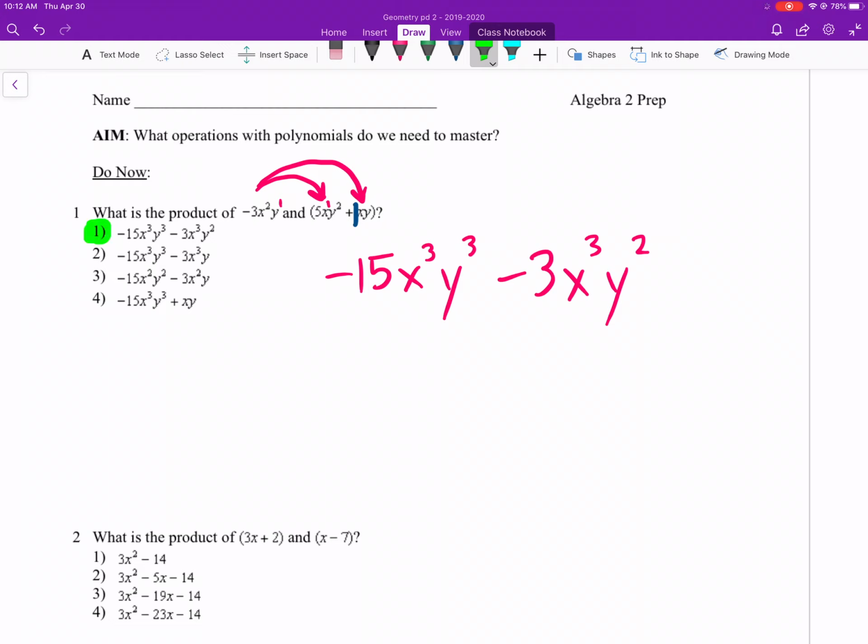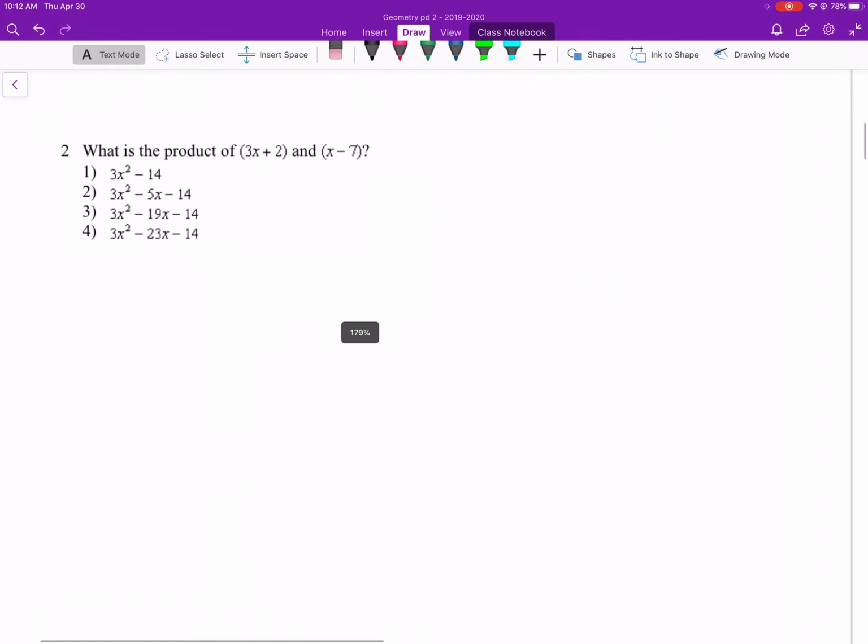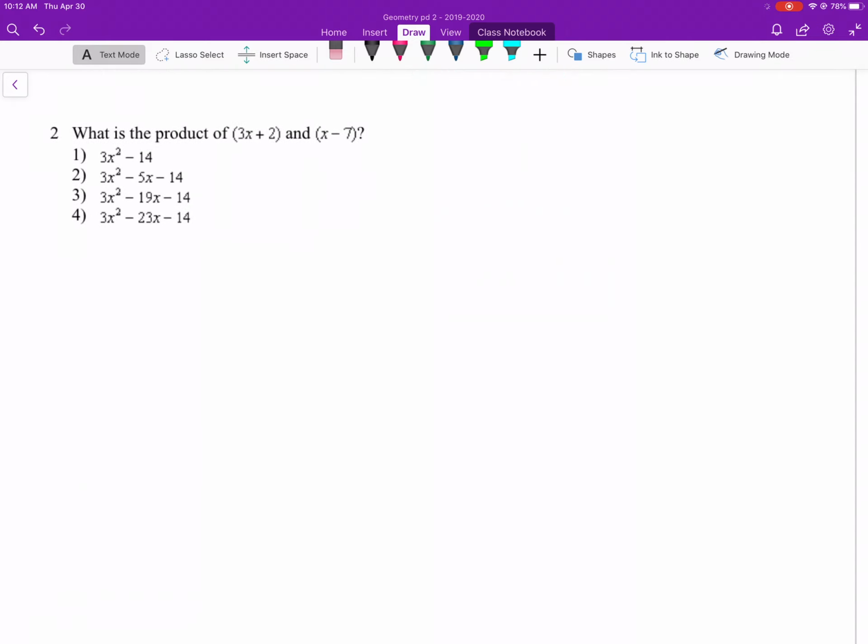So just the distributive property. Keep in mind you multiply the numbers out front, then you multiply any common variable. So the x's, you multiply those together, keep the x, add the exponents. Multiply the y's together, keep the y, add the exponents. Now, the next one we have is the product, which we know is multiplication, of two binomials.